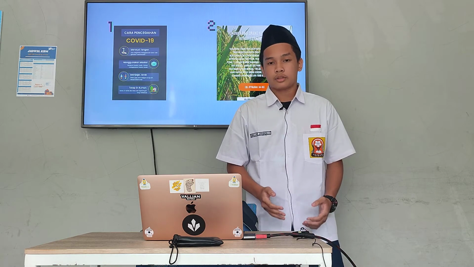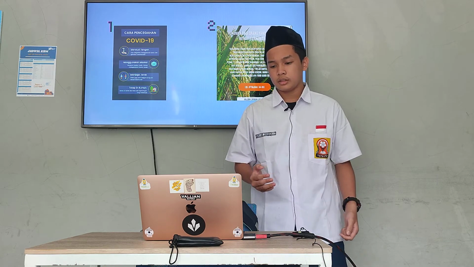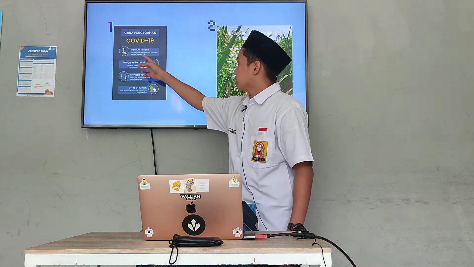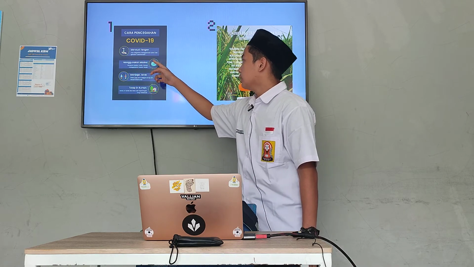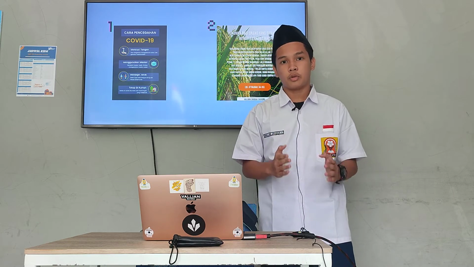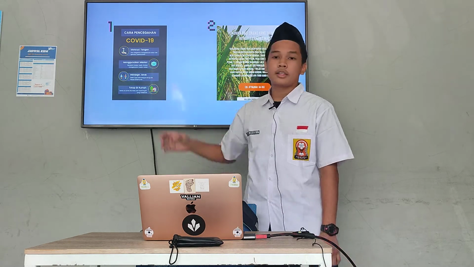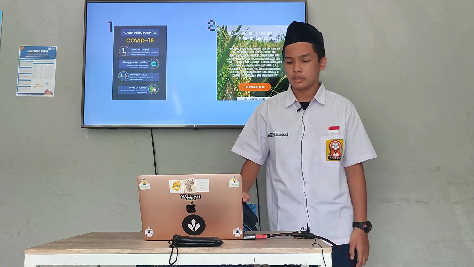The first project is about how to prevent COVID-19. The first is wash your hands. Wash your hands with soap, and don't forget to use hand sanitizer. Don't forget to use soap before and after eating, because that's important, and also use hand sanitizer if you touch something that is dirty outside your house.